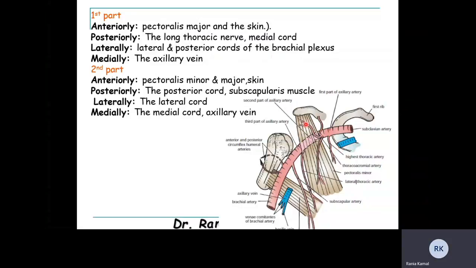The second part is anteriorly related to the pectoralis major and pectoralis minor muscles, and of course the skin and fascia. Posteriorly, it is related to the posterior cord of the brachial plexus and part of the posterior wall of the axilla, the subscapularis muscle. Laterally, it is related to the lateral cord, and medially to the medial cord and the axillary vein. So in the second part, the posterior cord lies posteriorly, the lateral cord lies laterally, and the medial cord lies medially.